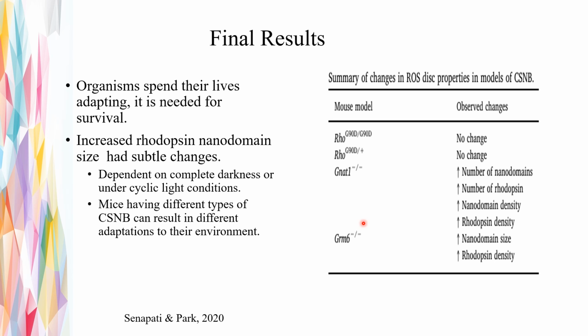And when we take a look at our summary of the changes from looking at Rho G90D, GNAT1, and GRM6, there's no change observed with our Rho G90D. Our GNAT1 and GRM6 saw an increase in the number of nanodomains as well as rhodopsin number, nanodomain density, rhodopsin density, nanodomain size, and rhodopsin density.